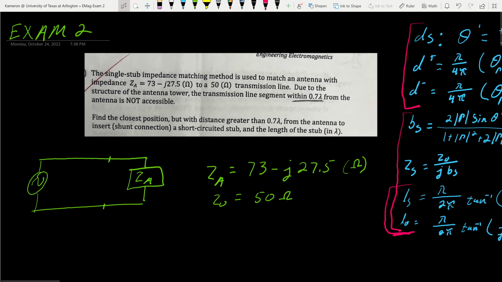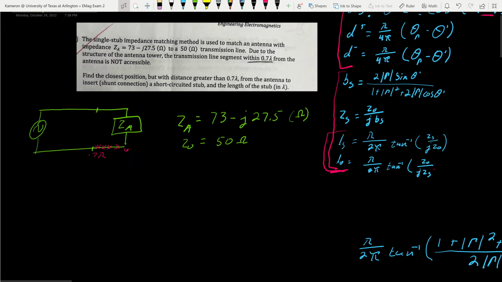The question says a single stub impedance matching method is used to match an antenna with impedance ZA of 73 minus j27.5 to a Z-naught of 50. Due to the structure, the transmission line segment 0.7 lambda from the antenna is not accessible. So ZA is essentially just a load, and the transmission line impedance Z-naught is 50. Remember, we start at 0 here, so we'll just call this an arbitrary 0.7 lambda, and we cannot have a stub in this section.